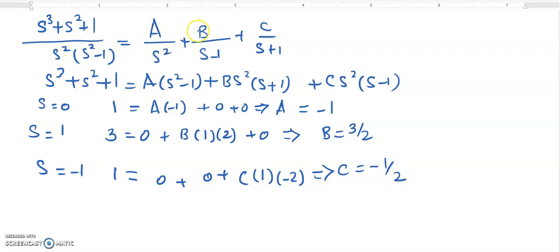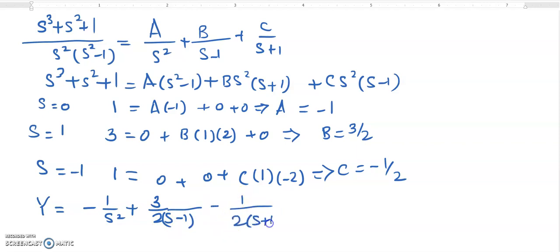Therefore this partial fraction we can represent as this. So Y will then become A over s square, A is minus 1, so minus 1 over s square, plus B, which is 3 by 2, over s minus 1, and C is minus 1 by 2 over s plus 1.